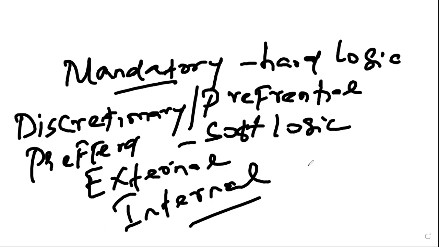So we have four dependencies. We have mandatory. We have discretionary, which can be called preferential logic or preferred logic, or we can call this soft logic. The dependency can be external. The dependency can be internal. So there are four dependencies, which will give you the general relationships.